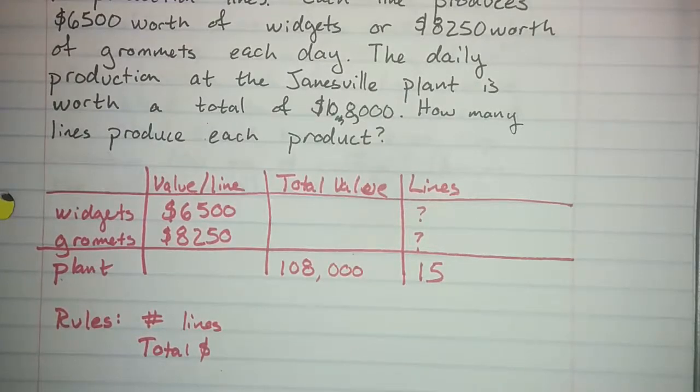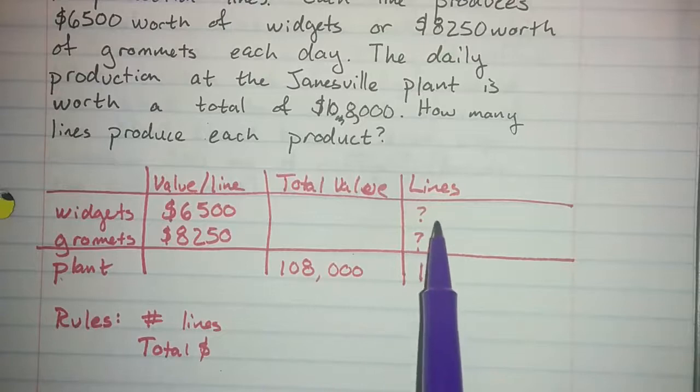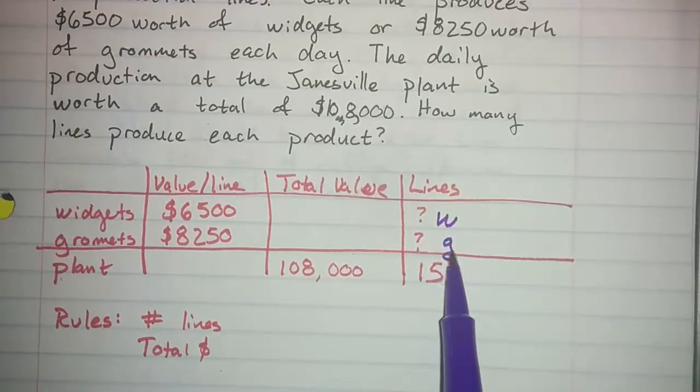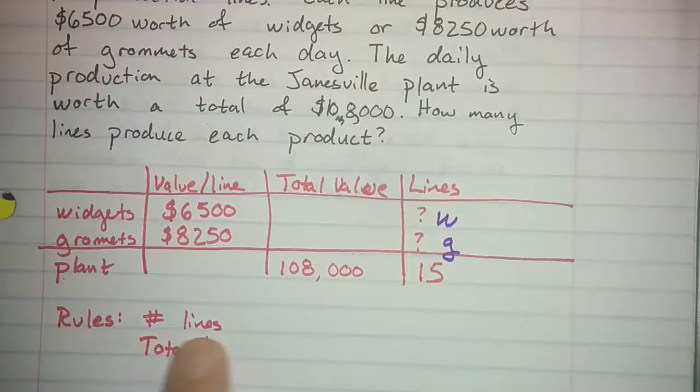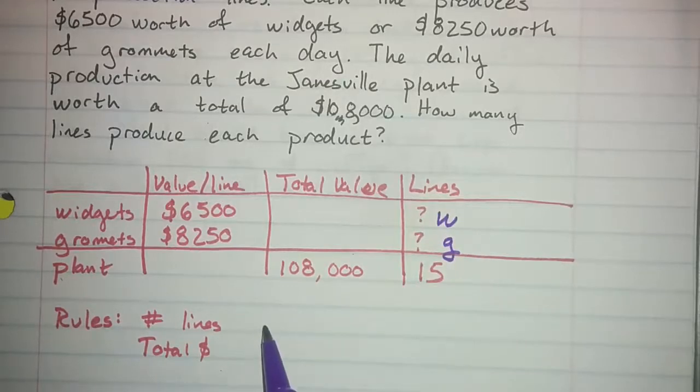I think we're ready to model. I want to use the letters W and G for widgets and grommets. Using those letters, pause the video and try to write down the model. Okay. Number of lines part is easy, right? W plus G is 15.